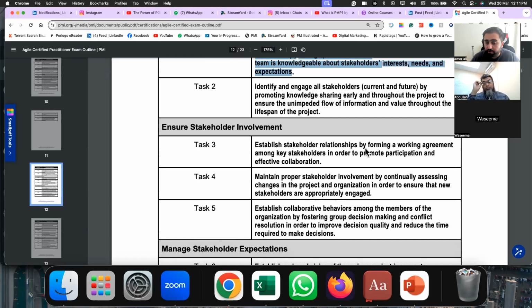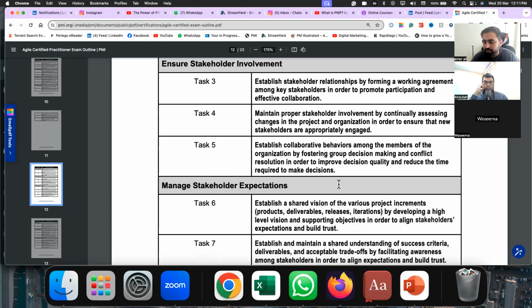Establish stakeholder relationship by forming a working agreement among key stakeholders in order to promote participation and effective collaboration. We want to build our relationship with the stakeholders, maintain proper stakeholder involvement by continually assessing changes in the organization in order to ensure that stakeholders are engaged. We want them to engage. Establish a collaborative behavior among the members of the organization by fostering group decision making and conflict resolution in order to improve quality and reduce the time to make decisions. One of the purposes of sprint review is so that we can take decisions immediately. We show it to the stakeholders, the stakeholders approve it, and we work in that way. That is one of the reasons why we do sprint review. So we need to have a collaborative environment where we can engage them and make sure they understand the things.